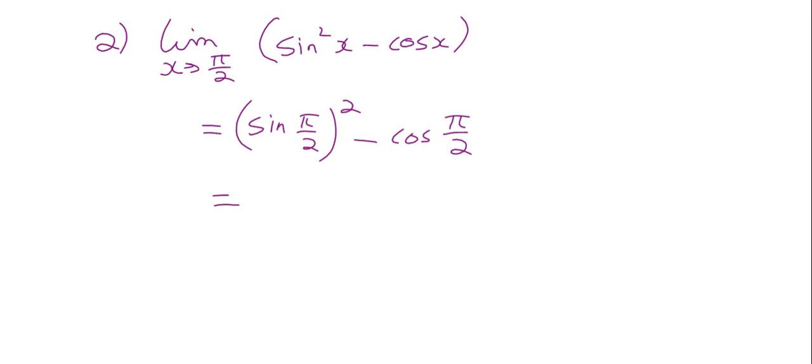All right, what's the sine of pi over 2? 1. So it's going to be 1 squared. What's the cos of pi over 2? 0. So that's just going to be 1. Okay, 3 more. Maybe 4.